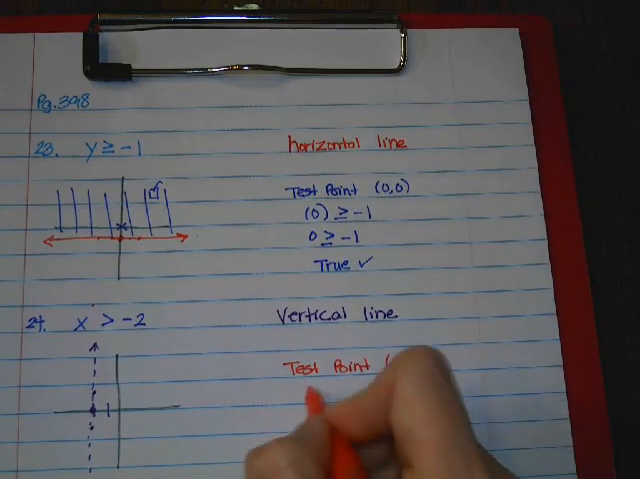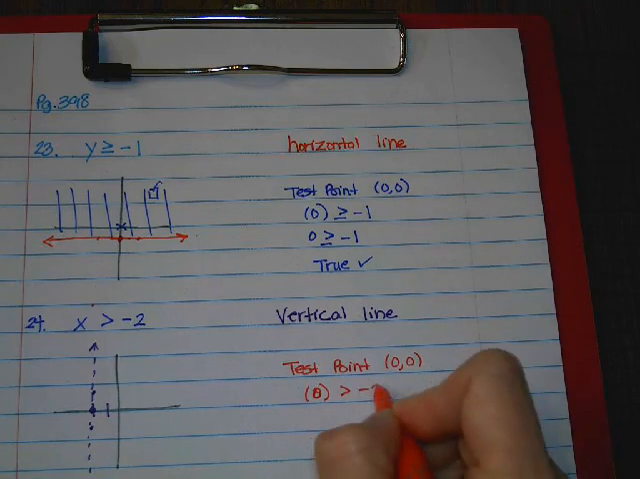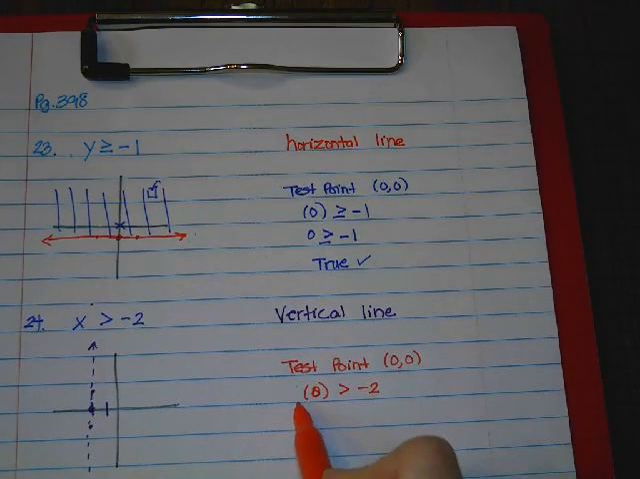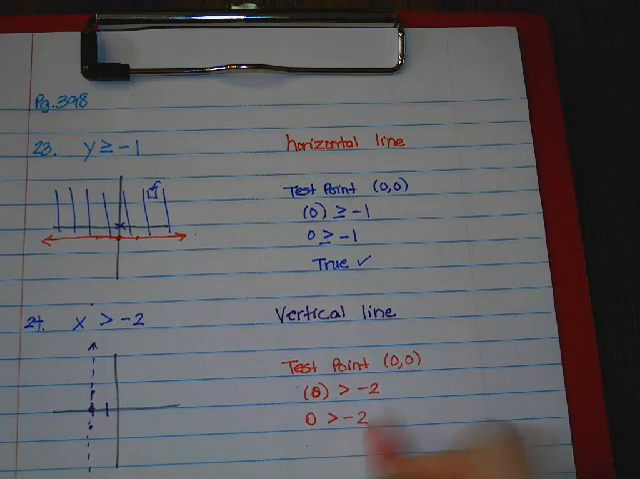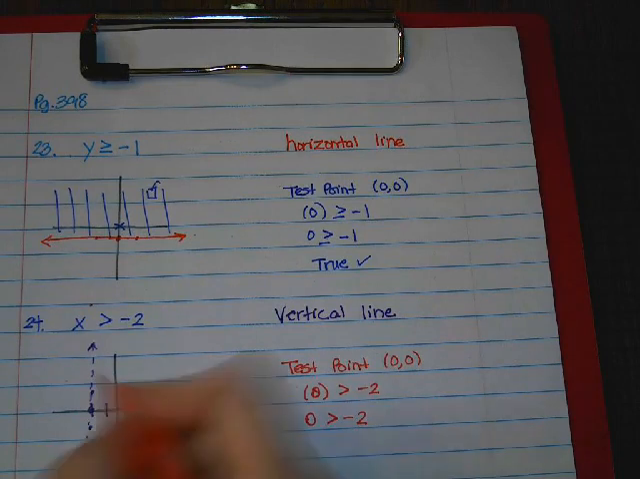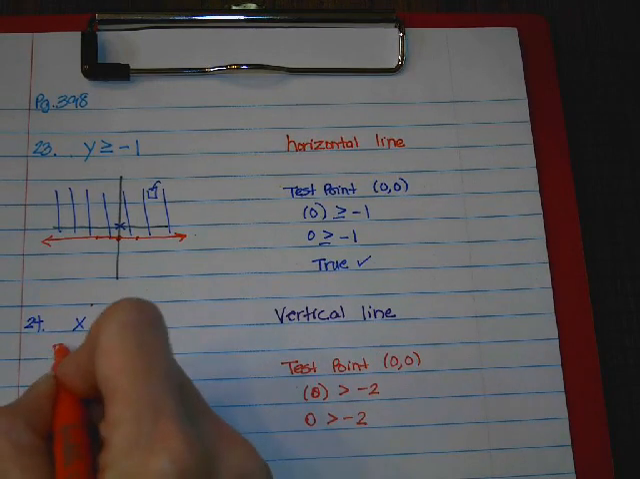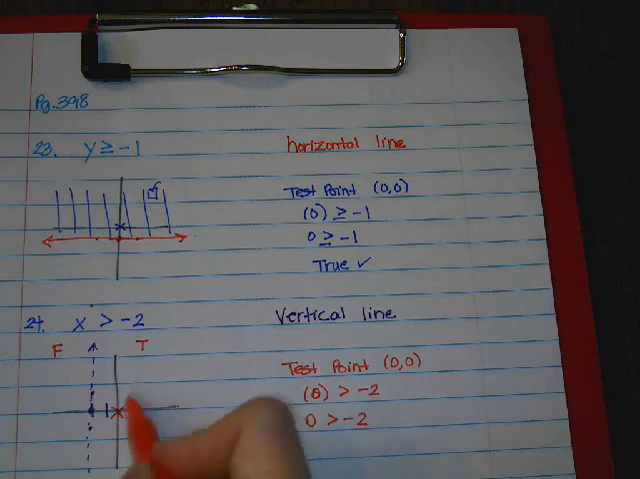So I'm going to let x be 0. There is no value in front of my 0 to multiply by, so I'll keep it 0 is greater than -2. So I have to ask myself, put my little test point. Remember, this is the true side, this is the false side, because wherever my test point is represents the true side.